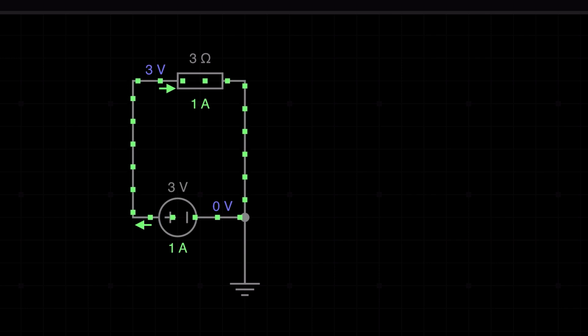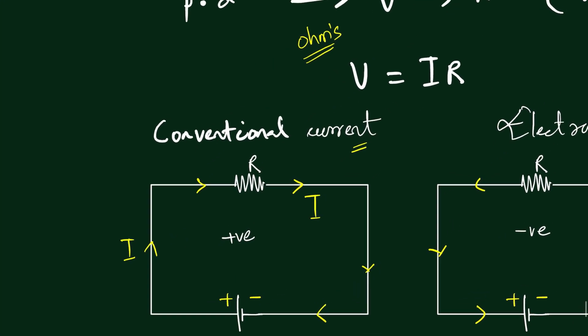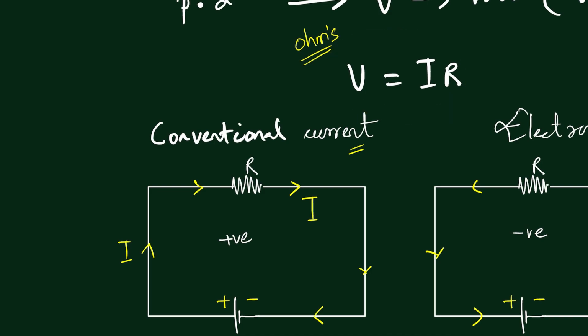Now what is this symbol? To understand conventional current, you should at least know this formula from Ohm's law. It says V equals IR. We will do it in depth later on.